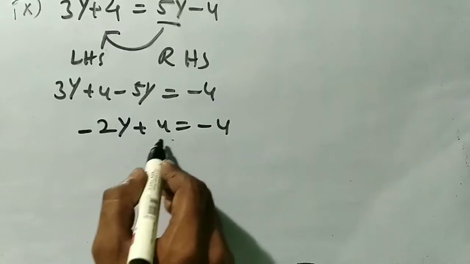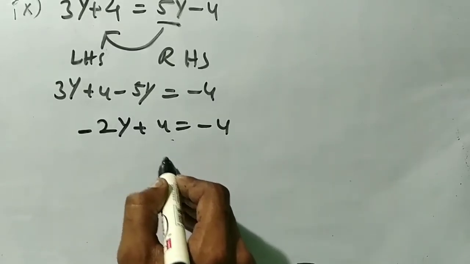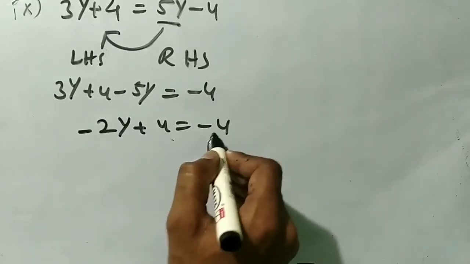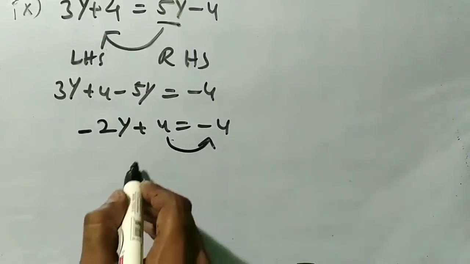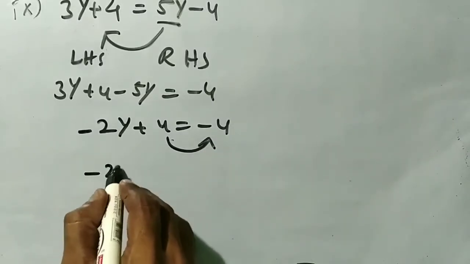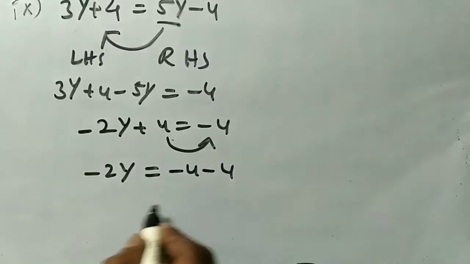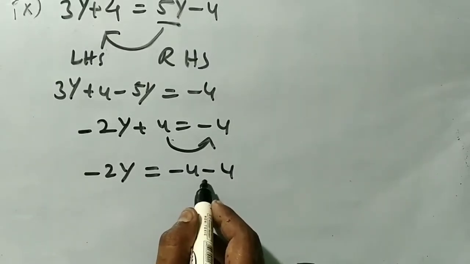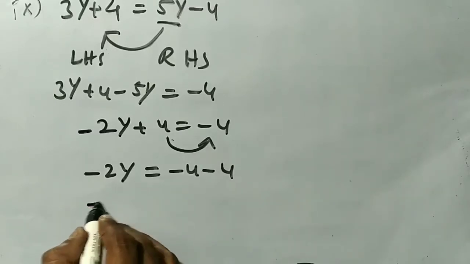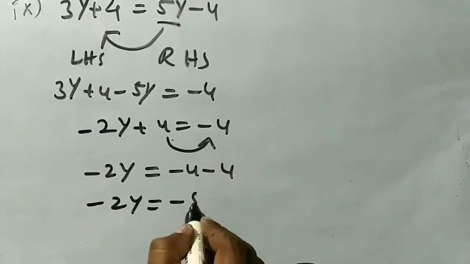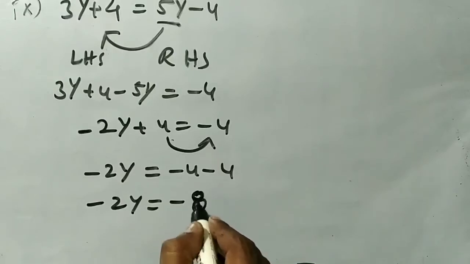And here plus 4, when it goes to the RHS, becomes minus 4. So minus 2y is equal to minus 4 minus 4. Minus 4 minus 4 is minus 8. So minus 2y is equal to minus 8.